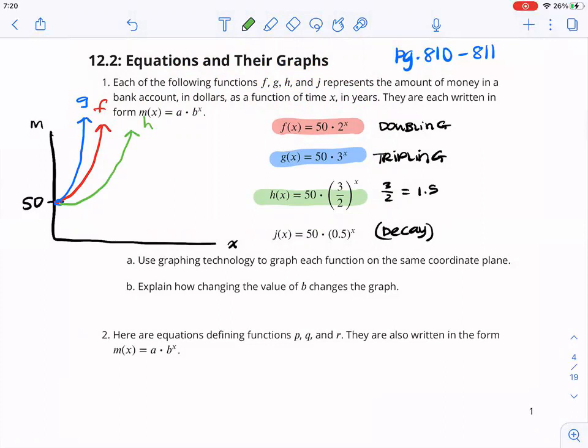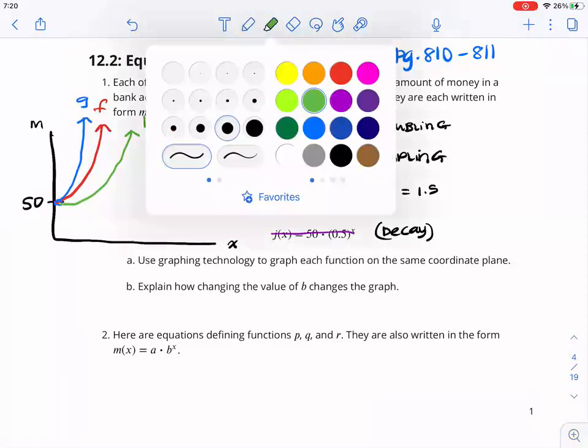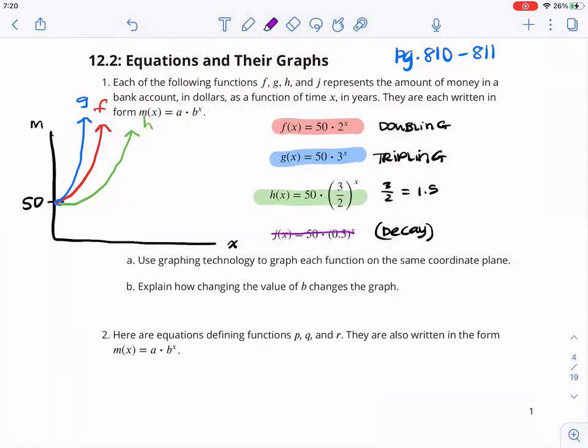And then for the last one, we have j of x, and we're going to draw that in purple. And that's going to be decaying by a half. It's going to look kind of like this. All right. Now, those aren't 100% accurate, but it gives us an idea of what's happening. All right, so that's A. Let's go to B. Explain how changing the value of B changes the graph.